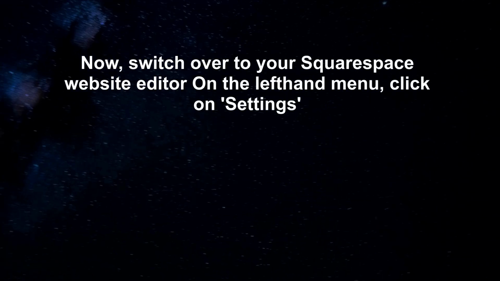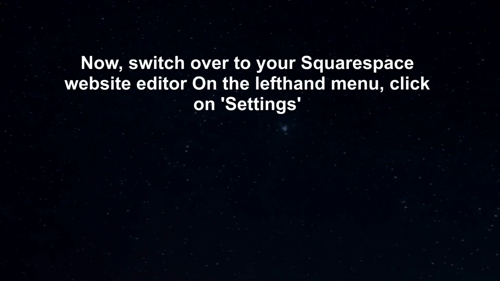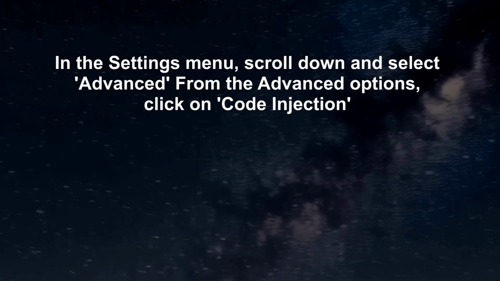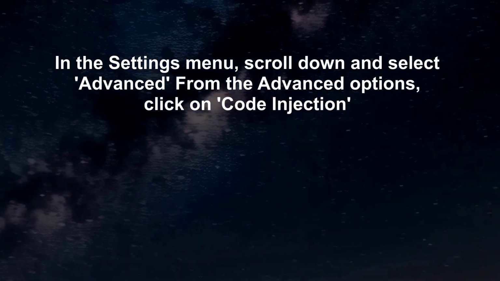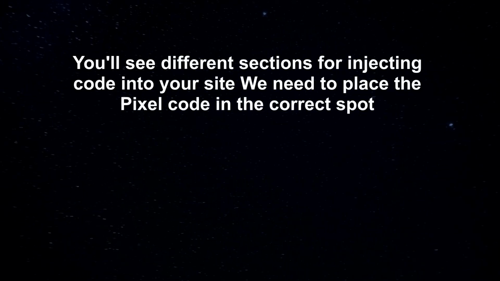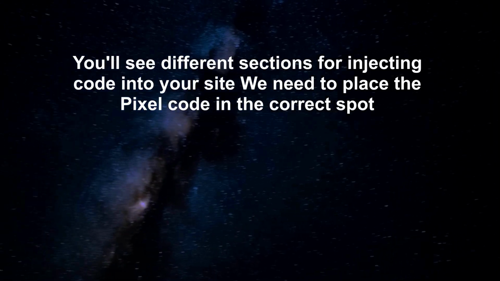Now, switch over to your Squarespace website editor on the left-hand menu. Click on Settings. In the Settings menu, scroll down and select Advanced. Click on Code Injection. You'll see different sections for injecting code into your site. We need to place the pixel code in the correct spot.